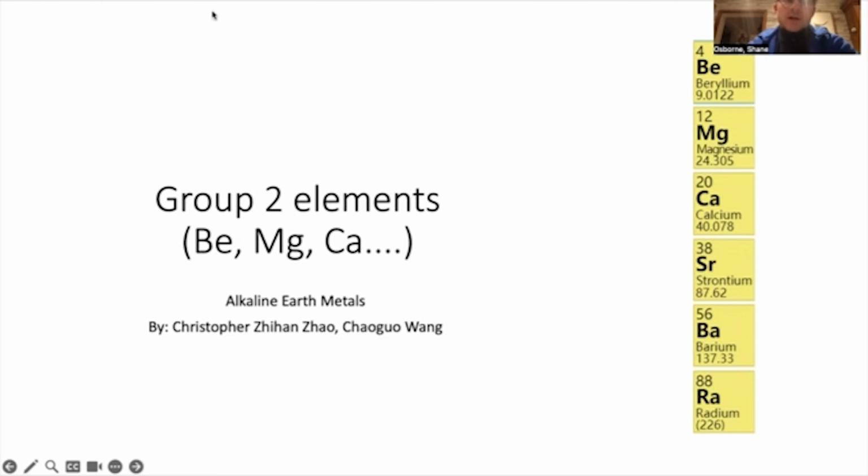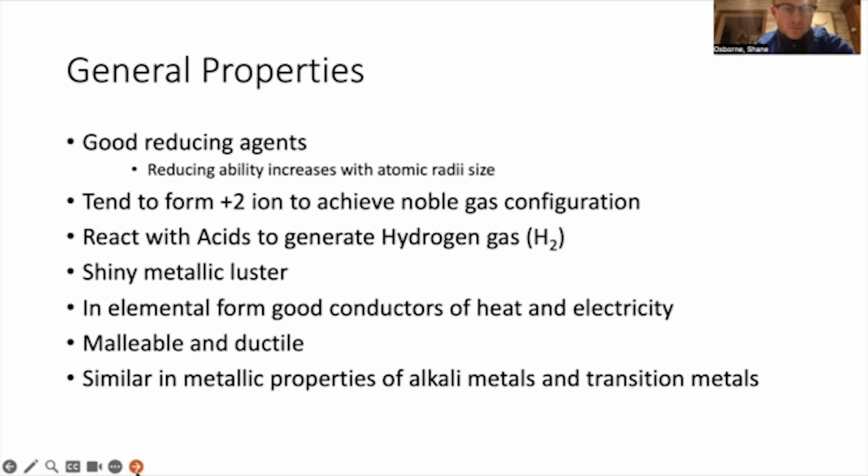Hello, everyone. Today we'll be talking about Group 2 elements in the periodic table, otherwise known as the alkaline earth metals. The general properties of the alkaline earth metals are that they're good reducing agents, and their reducing ability increases with the atomic radius size. So as we're moving down the group, reducibility will increase.